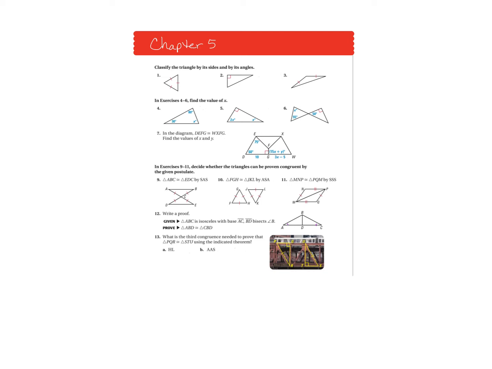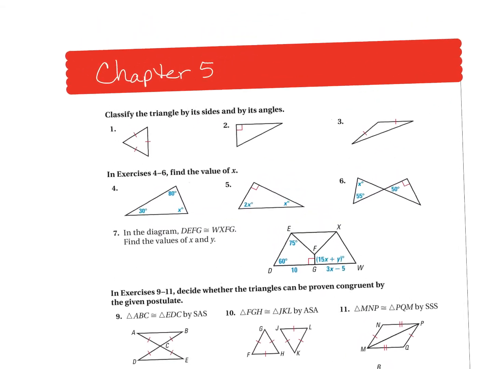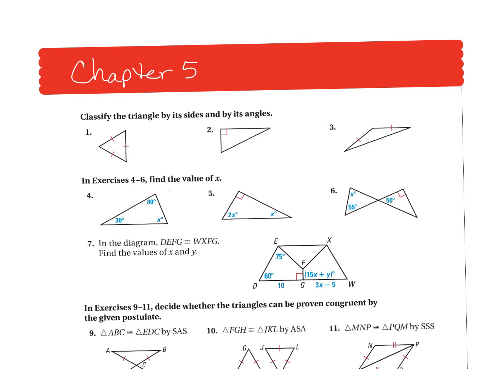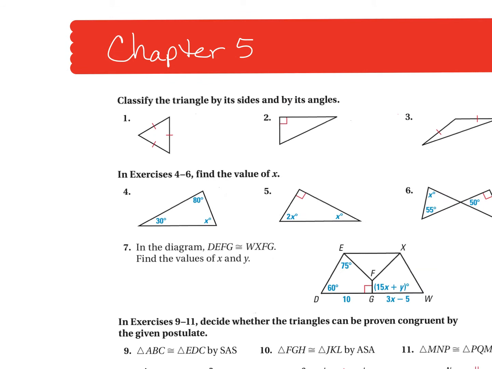Okay, so today we're going to do pages for Chapter 5 and Chapter 6. So let me zoom in here. Notice in the instructions, it says to classify the triangle by its side lengths and by its angles. For this one, we can see that all sides are the same. So this tells me that this triangle is equilateral.